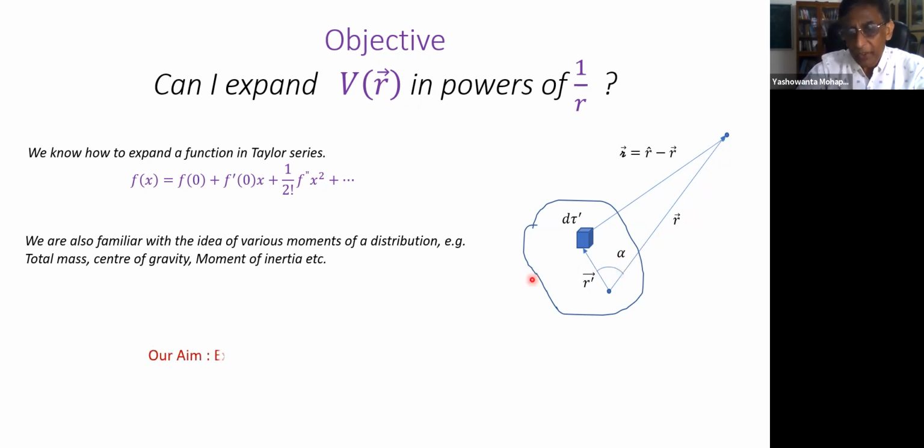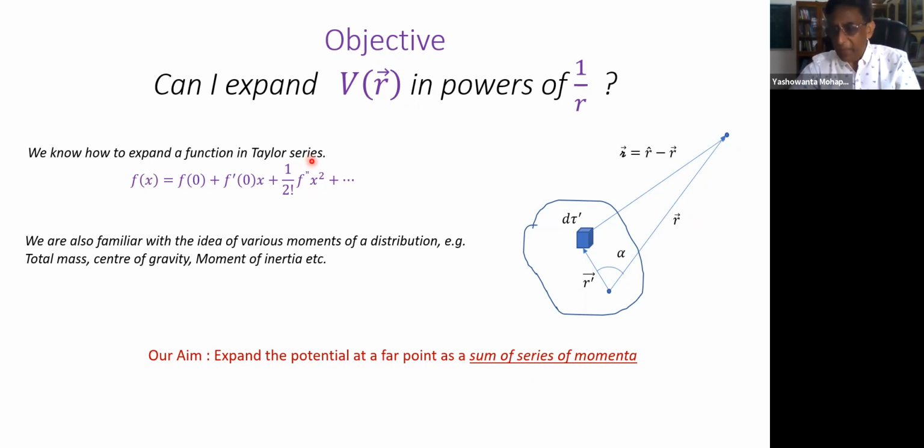All right. So our aim is to expand the potential V(r) here as a sum of a series of moments. We are familiar with series expansions in maths, Maclaurin expansion, Taylor expansion, but this is three-dimensional r, and we know the idea of moments. So our aim here is to expand the potential at a very far point as a sum of a series of moments. Let's call that the multipole expansion of potential. Of course, it's at a far point.